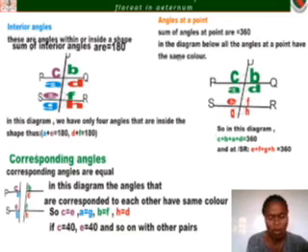Angle A is equal to angle G. Angle B is equal to angle F. Angle H is equal to angle D. They are at the same position. They are at the same place. That makes them corresponding angles. It means if C is equal to 40 degrees, E is equal to 40 degrees, and so on with other pairs.